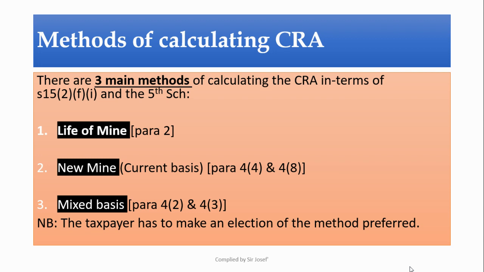That would be terrible. But anyway, we do have these three methods. So a taxpayer can just choose one of these. But there is another one. Out of these three, there is one that, once you choose it, you can never say, no, I no longer want to use this one. But the other ones you can actually shift, and say, no, I no longer want to use this one and let me use this one. But we'll see as we go. So we said we have three: life of mine, new mine, and mixed basis.